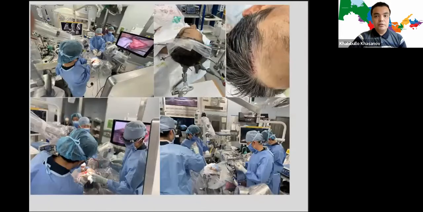And this is our operative team of surgeons. You can see here the endoscopic endonasal surgery team and their screens. And this is the exoscopic surgery team. This surgeon is holding the exoscope and watching these monitors here, and the patient is positioned here.